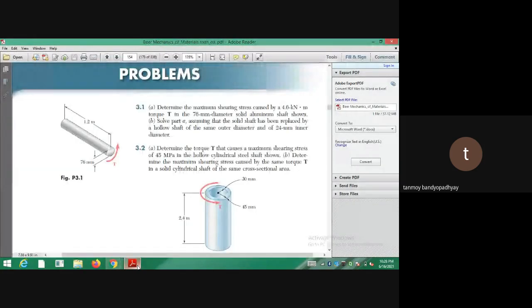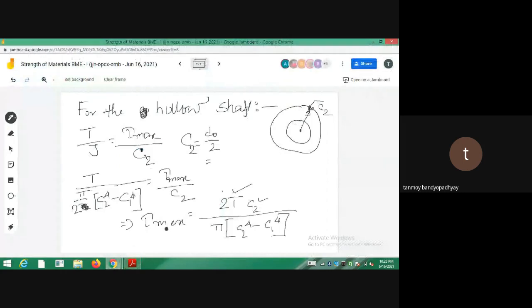So the outer diameter, hollow shaft of the same outer diameter. So outer diameter is your 76 itself. Inner is 24. So this will be 76 by 2. So this will be 0.038 meters.